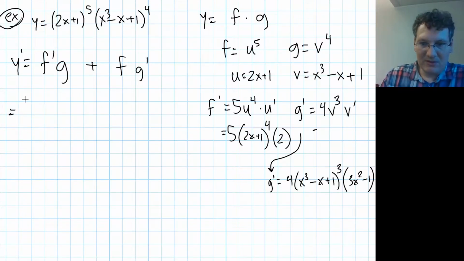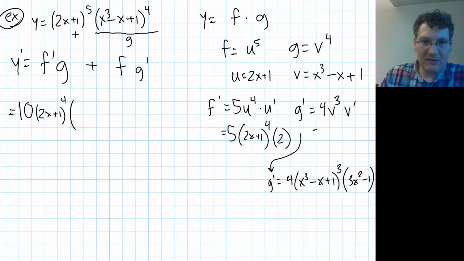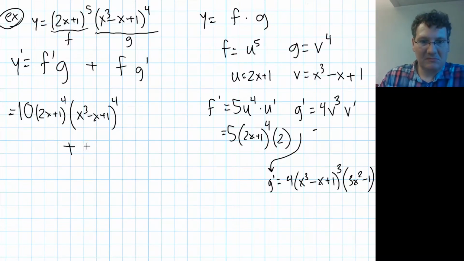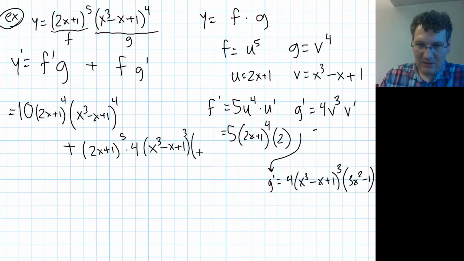So f prime, which is this, I'm actually going to write this as 10 times 2x plus 1 to the 4th, times g, which is x to the 3rd minus x plus 1 to the 4th. This whole thing is g, this whole thing is f, right? Plus f, which is 2x plus 1 to the 5th, times g prime, which is 4 times x to the 3rd minus x plus 1 to the 3rd, times 3x squared minus 1.